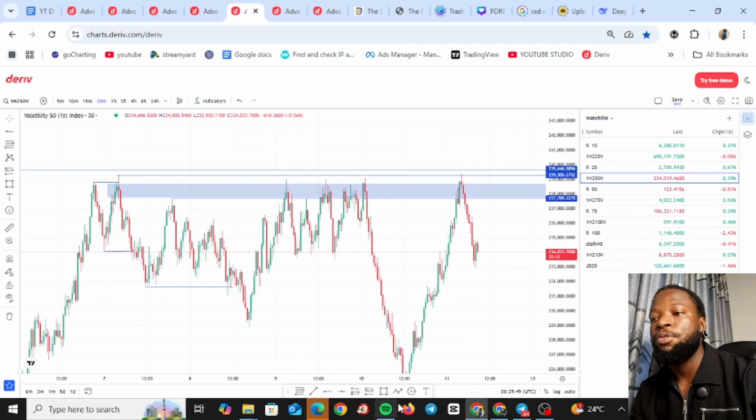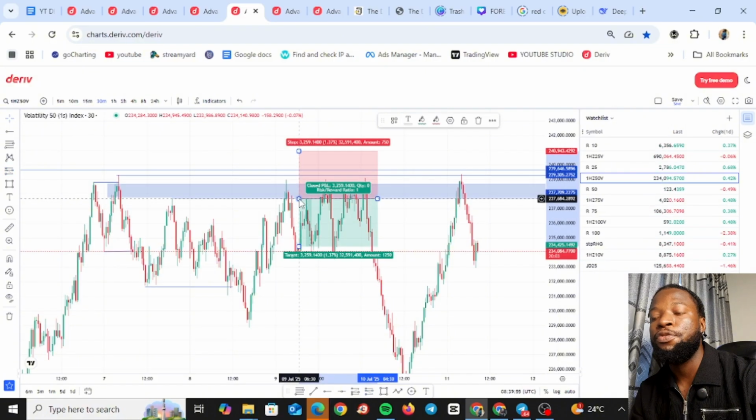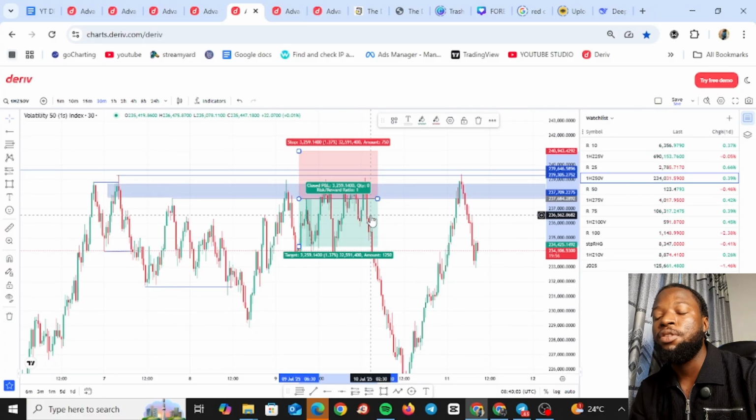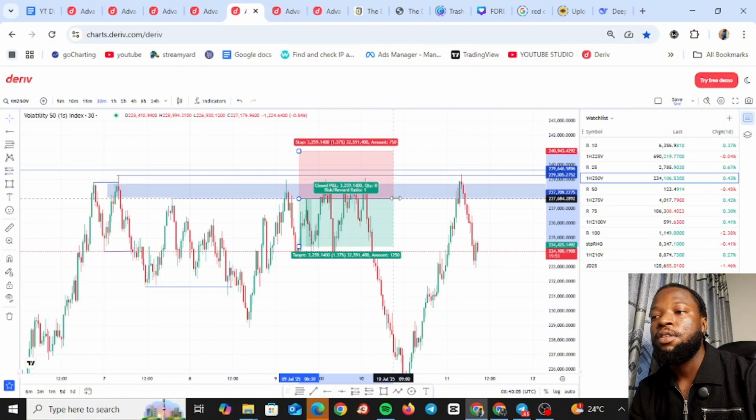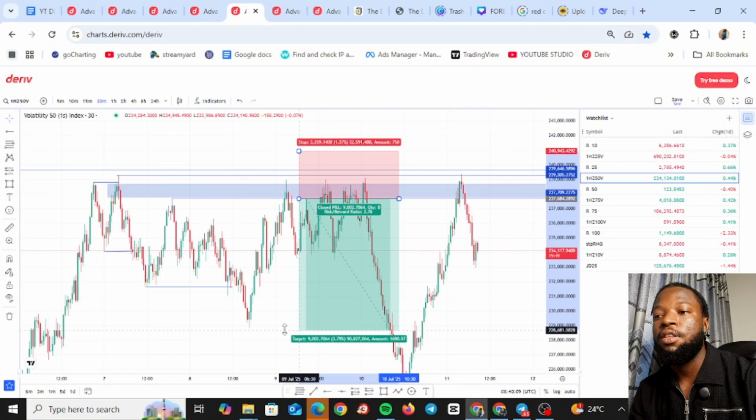What did price do? As price got into this POI, which obeys our 5th rule of the advanced market structure, price came back to take out this newly created liquidity and continue in the opposite direction. So as price got into this POI to continue in the opposite direction, it sold off and smashed our target.